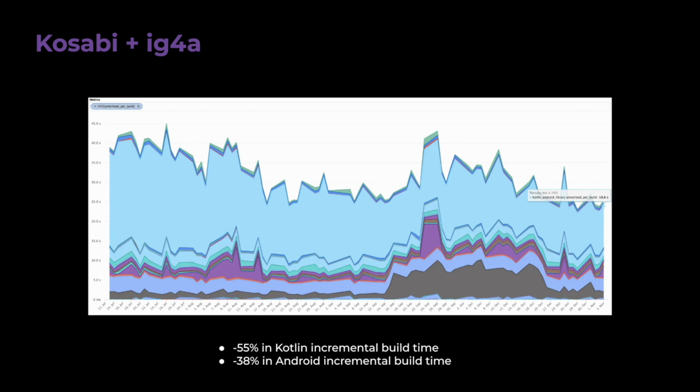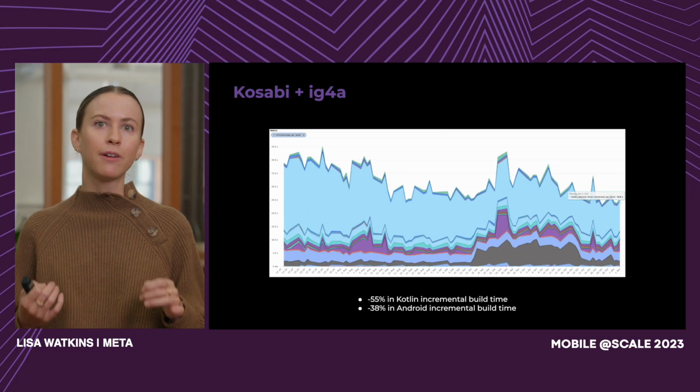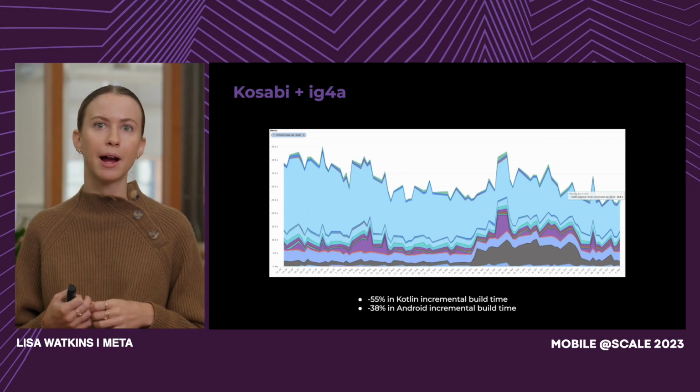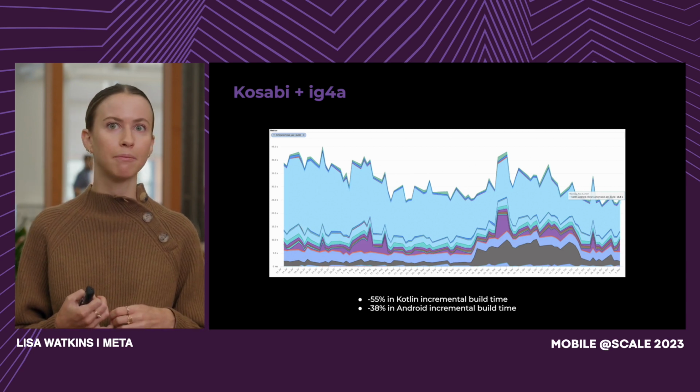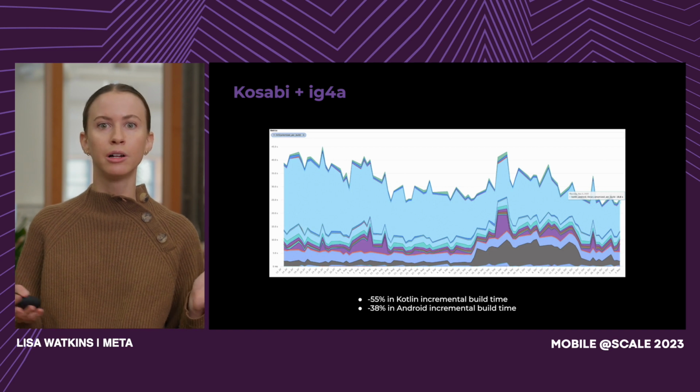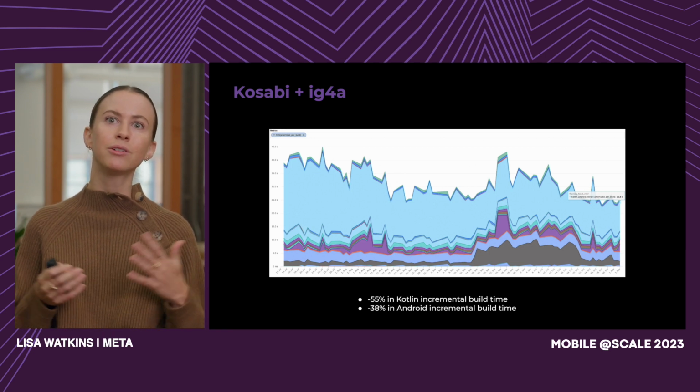And at this time, it took about, on average, 20-something seconds to compile Kotlin code. Over time, as we started integrating Kosabi and source-only ABI into more and more build targets, that number shrinks. And toward the end of H2 2022, it took about 10.8 seconds to compile Kotlin code on average. So this was about a 55% reduction in time spent compiling Kotlin code and a 38% reduction in time spent compiling Android code overall. So this was a huge success.